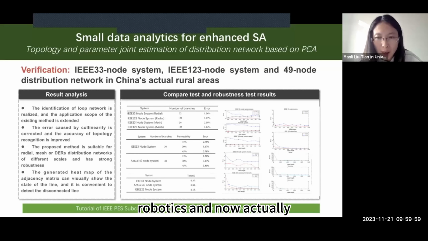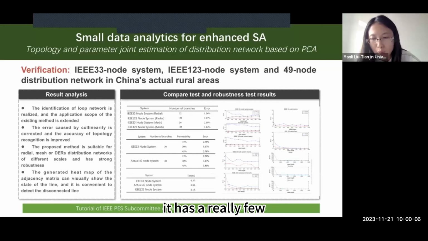And actually, we have the visual map, which can help us show the status of the lines. It has a really huge application scope.